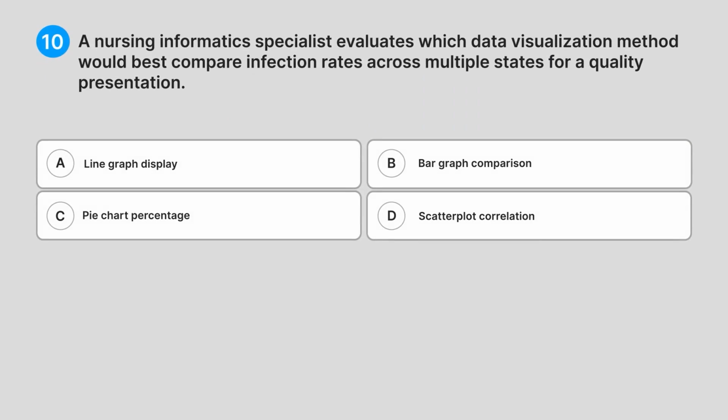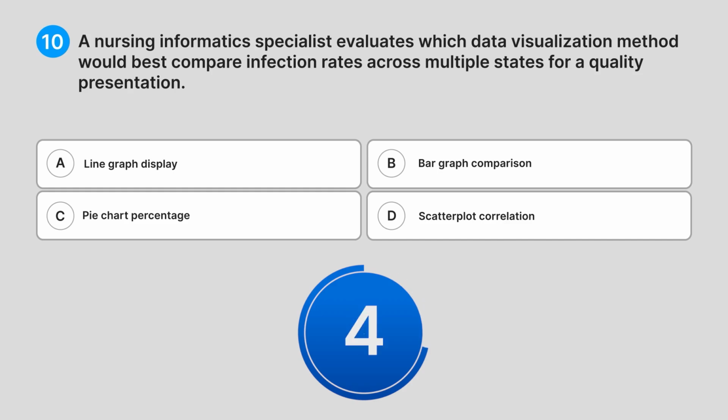10. A nursing informatics specialist evaluates which data visualization method would best compare infection rates across multiple states for a quality presentation. A. Line graph display. B. Bar graph comparison. C. Pie chart percentage. D. Scatter plot correlation. Do you know the answer?